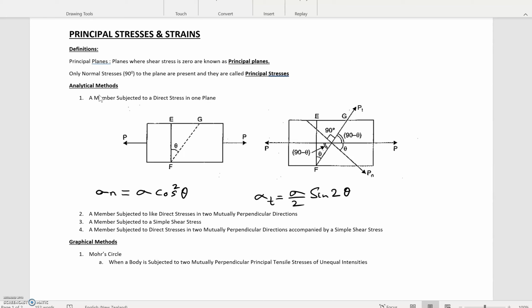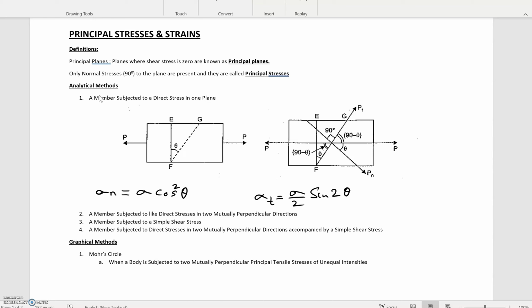Just a quick recap on what we have covered so far. We have looked at the definitions. We have understood that the principal planes are planes where shear stress is zero, and they only have normal stresses, and those stresses are called principal stresses. We went on to understand that there were analytical and graphical methods that we could use to identify them.